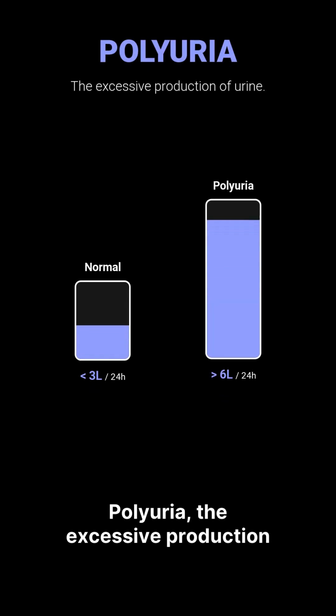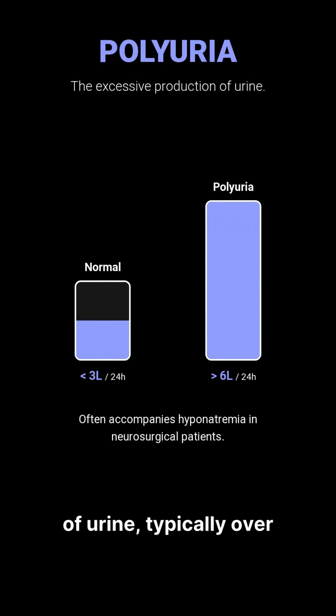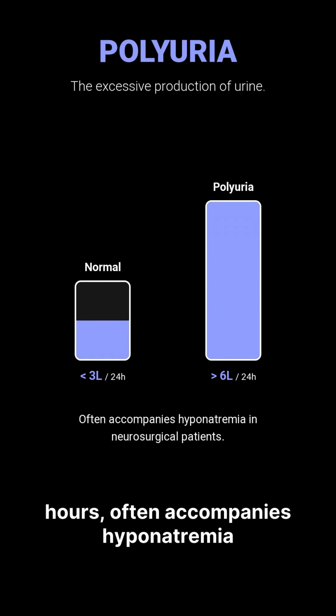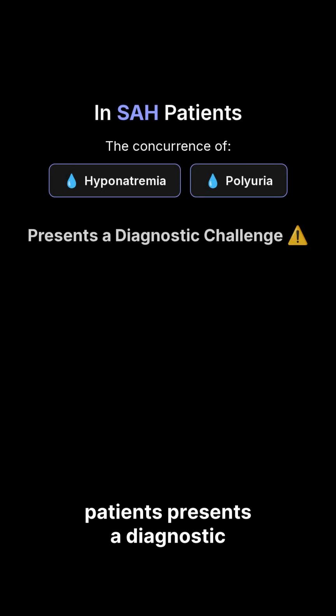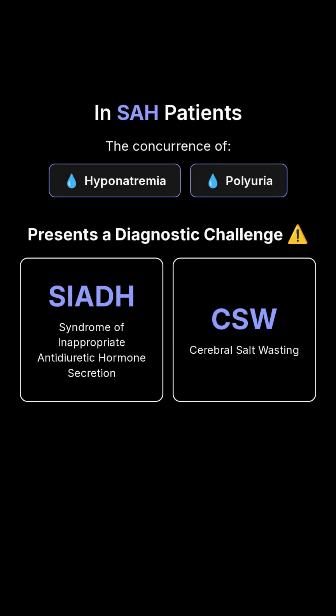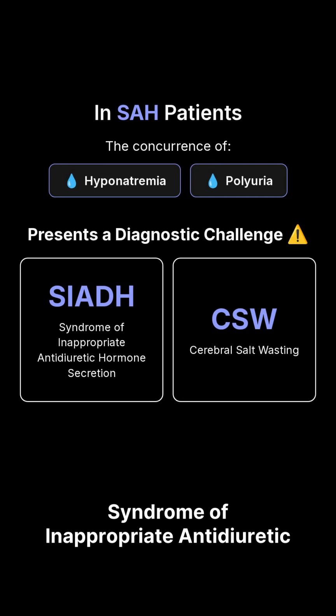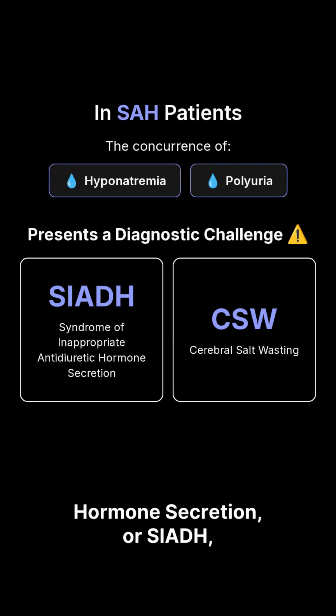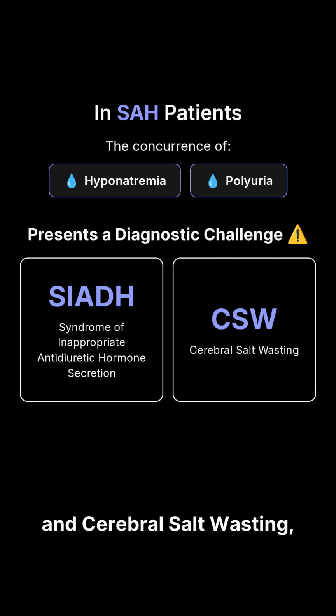Polyuria, the excessive production of urine, typically over 6 liters in 24 hours, often accompanies hyponatremia in these patients. The concurrence of hyponatremia and polyuria in SAH patients presents a diagnostic challenge, requiring differentiation between syndrome of inappropriate antidiuretic hormone secretion, or SIADH, and cerebral salt wasting, CSW.